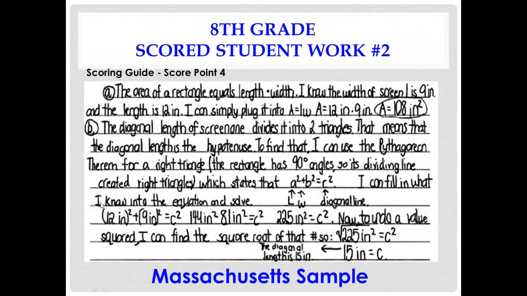Just look at that. Part B, the diagonal length of screen 1 divides it into two triangles. That means that the diagonal length is the hypotenuse. To find that, I can use the Pythagorean theorem for a right triangle. The rectangle has 90 degrees, so its dividing line created right triangles, which states that a squared plus b squared equals c squared. We can see that this student had a great understanding of what was being asked. I can fill in what I know into the equation and solve, and that is what they did, and they came out with 15 inches as C. That's the diagonal.